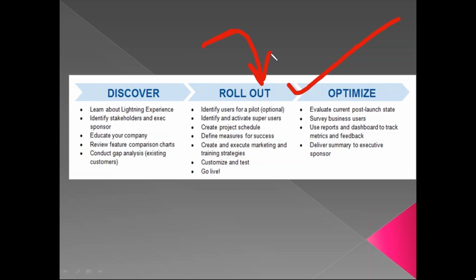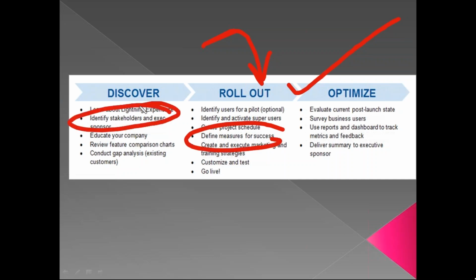Those users who are ready to start working, then create a project schedule and define measures of success. This is required because your stakeholders will ask you from time to time what's happening, what's the status, is everything going fine, can you tell me the progress, because we are still not confirmed whether we'll go for Lightning or not. So don't feel that we are in the rollout phase, so now that's all done, we will get the revenue, everything is fine, our customer will pay the money to us. No, no, no, it's not like that.